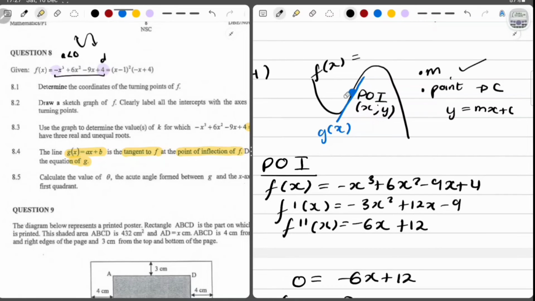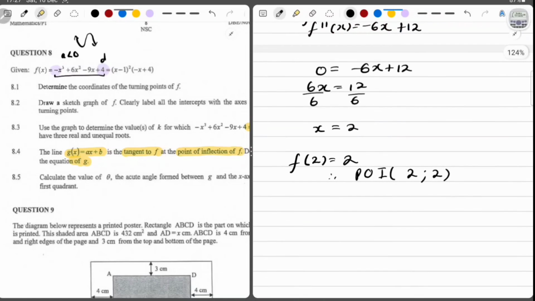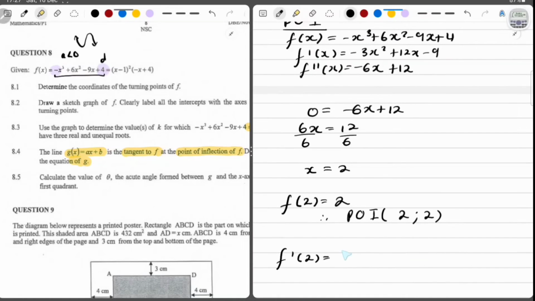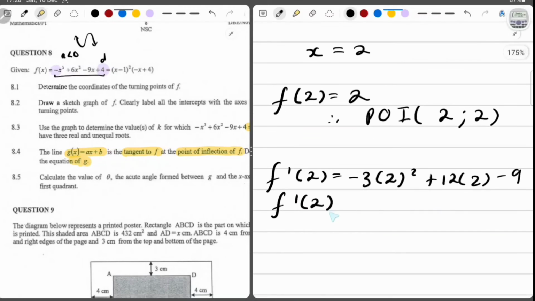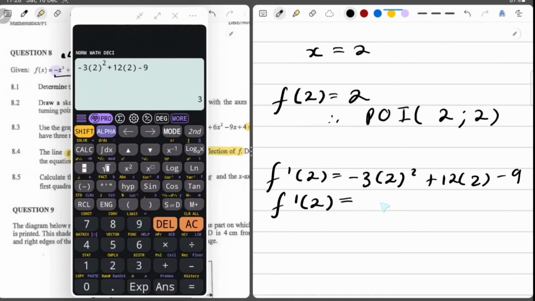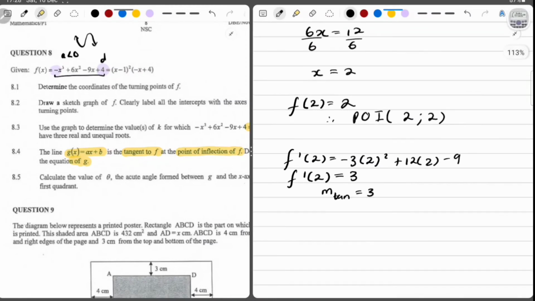So the gradient at where the x value is equal to what? We found the x value of that point of inflection. We'll find the gradient where the x value is equal to 2. So I'm saying f prime of 2 is equal to, and I already have the derivative: f prime is equal to negative 3 times 2 all squared plus 12 times 2 minus 9. Just substitute that, and this will give you the gradient where the x value is equal to 2 of this function. Okay, and we can see that that gradient is equal to 3. So we have the gradient of that tangent. It's equal to 3. Okay, and now almost everything is done.